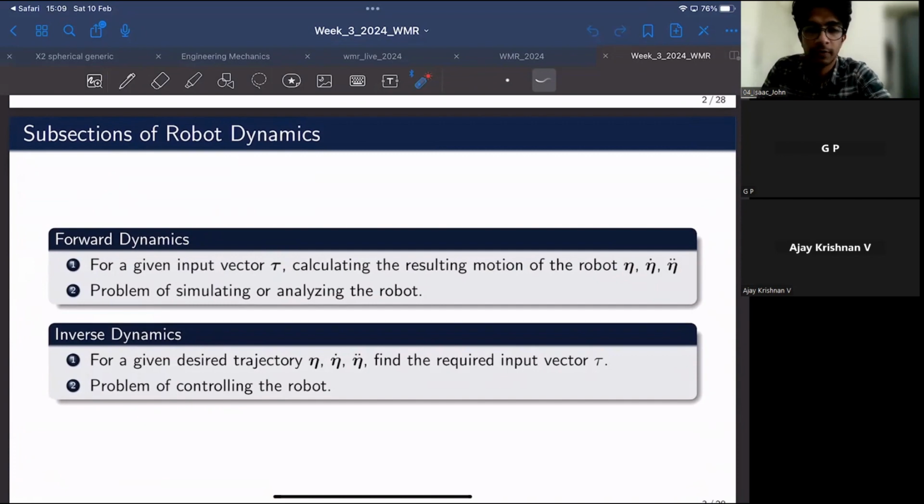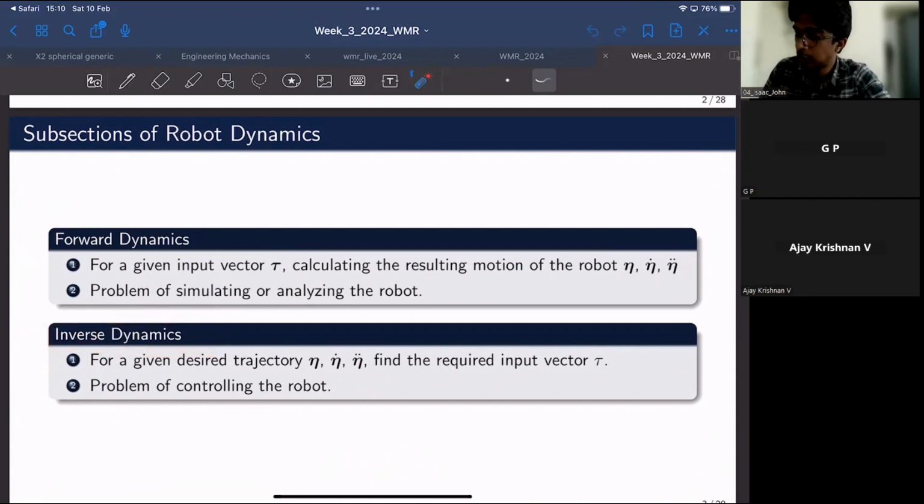Analogous to the inverse kinematics problem, we have inverse dynamics. If you want the robot to follow a desired trajectory, for example, a circular trajectory, defined by the position vector eta, the velocity vector eta dot, and the acceleration vector eta double dot, what should be the control input that we should be giving to all the 4 motors? If this is how the robot should move, then what should be the torque vector or the input torques that we should be giving to the motors? Such problems come under the category called the inverse dynamics problem.